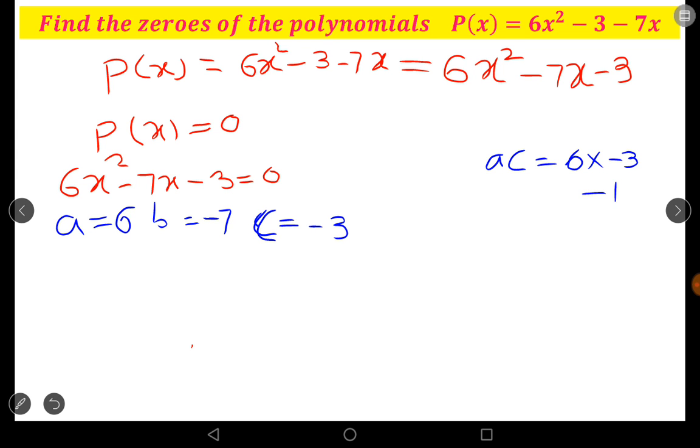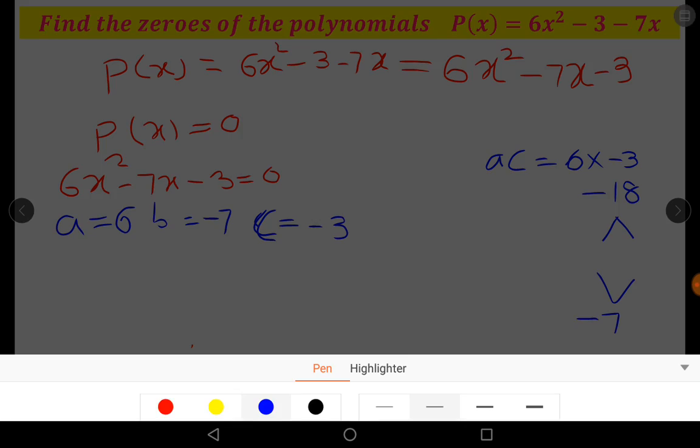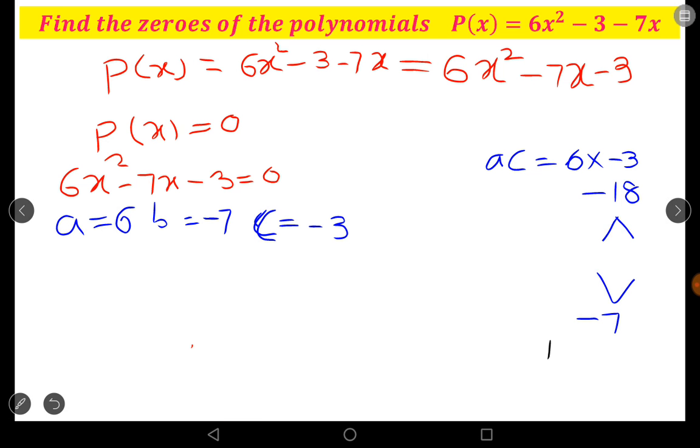6 into minus 3, minus 18. Minus 18 is the product of two numbers and their sum is minus 7. So, what are the possible values here? Observe. 18 means 1 into 18, 2 into 9 and 3 into 6. Here minus 18 means one positive, one negative, and one positive, one negative means difference.